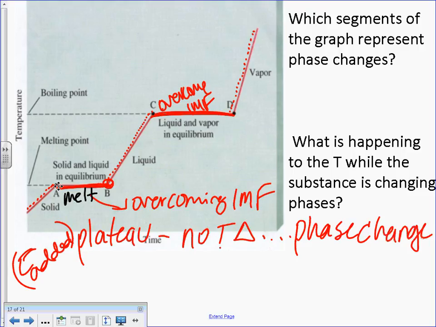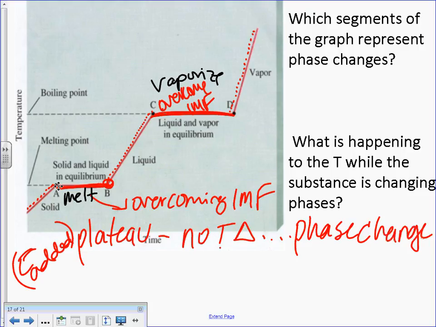And this one's going to be called vaporization. So the phase changes occur on the plateaus, and the heating up parts occur on the slants. And during the phase changes, the energy added is just overcoming intermolecular forces, not adding to the temperature whatsoever.